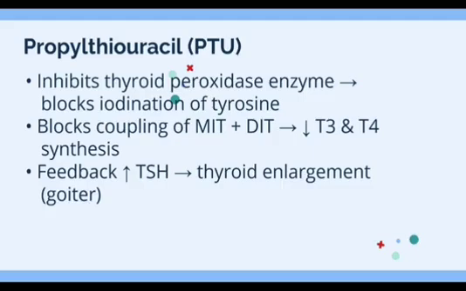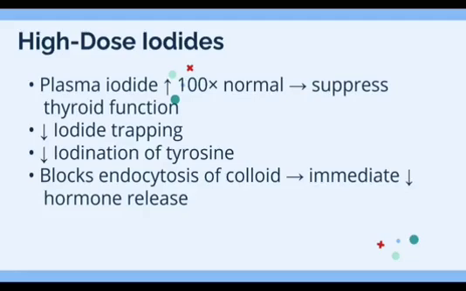Propylthiouracil. This inhibits the thyroid peroxidase enzyme. So this blocks iodination of tyrosine. PTU also blocks coupling of MIT and DIT. So the effect is decreased synthesis of T3 and T4. When the feedback is there, it increases TSH. So we can see this as thyroid enlargement.